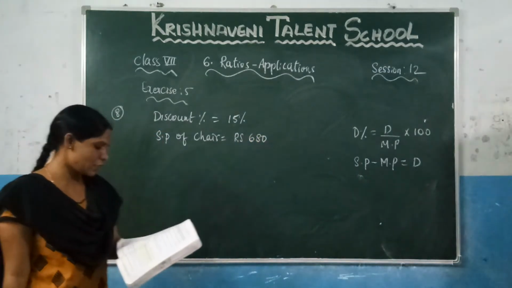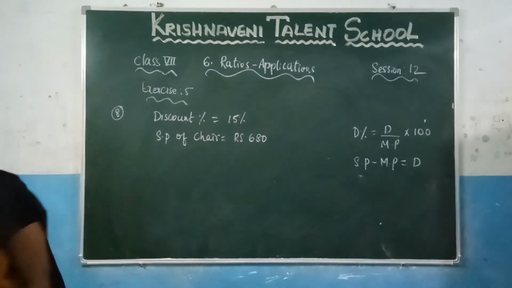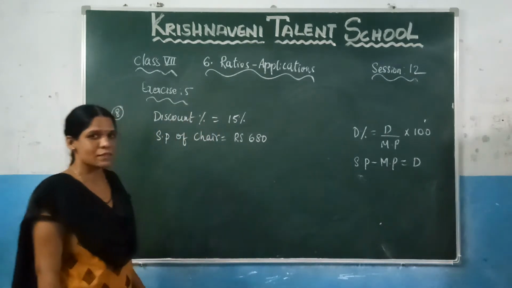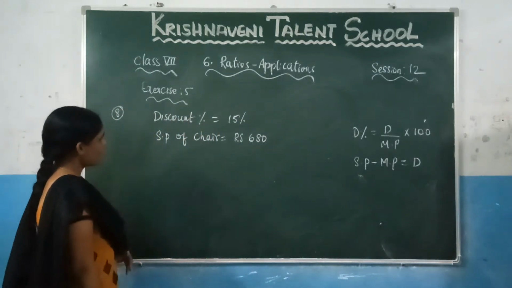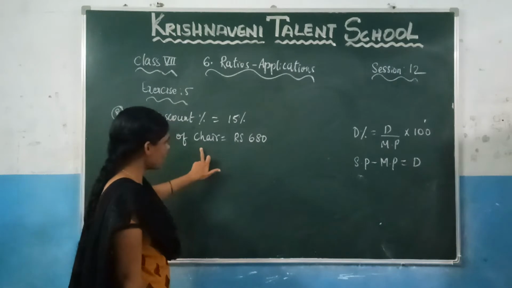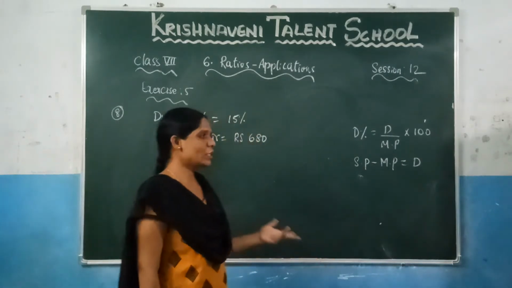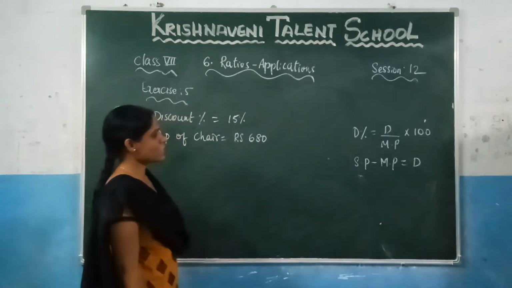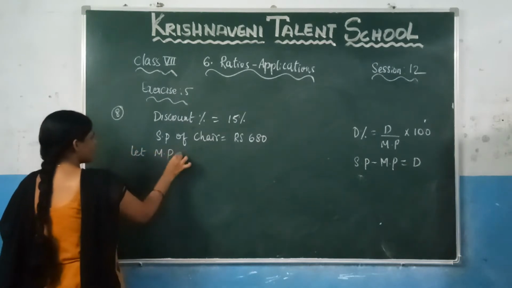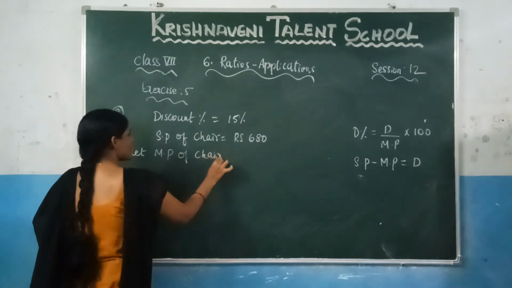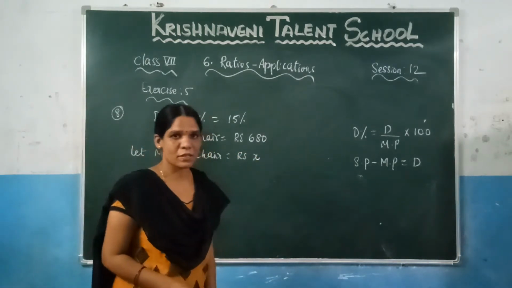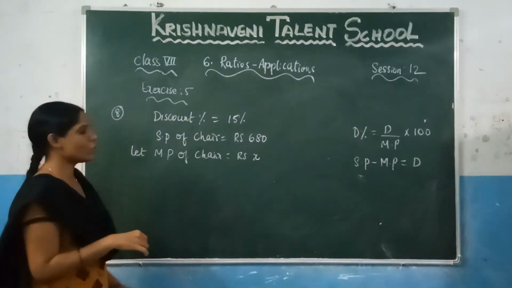Now you need to find the market price. So you don't know what is the market price. Let us consider the market price as some x, or otherwise leave it like this. Here they have given the discount percentage and the selling price, which is 680. Now you need to find the market price. So let us see how to find the market price. Let the market price of the chair be equal to some x. You don't know what the market price is, so let us consider this value as some x. Now let us see how you find it.